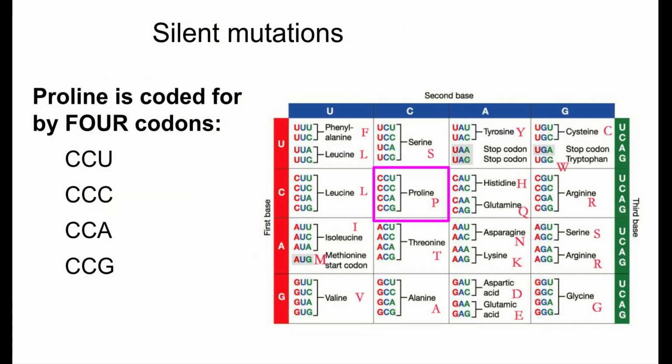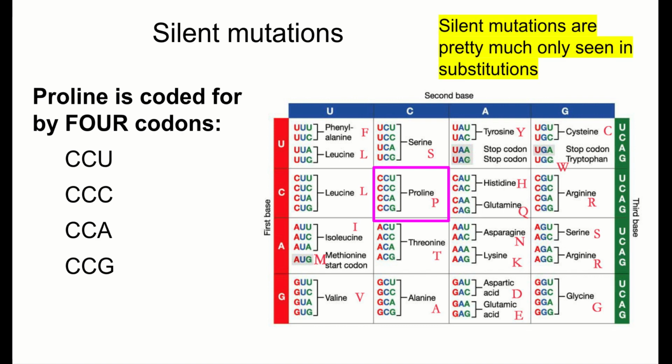Let's talk about silent mutations in a little more detail. Let's look at proline. If we look at our codon chart, we can see that there are 4 different codons that all code for proline: CCU, CCC, CCA, and CCG. That means if we change CCU, well, we'd be talking about our mRNA. If we change CCU to CCC or to CCA or CCG, we're still going to get a proline. Silent mutations are pretty much only seen in substitution. So that's just a clue for you. If you see a silent mutation, it's almost always caused by a substitution.